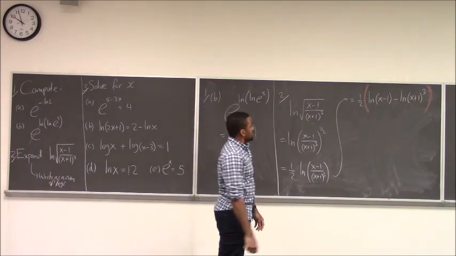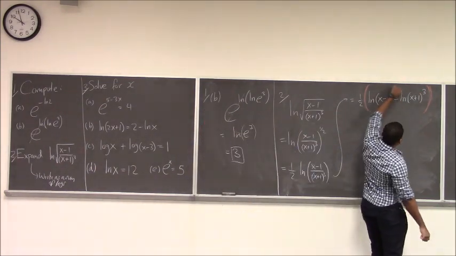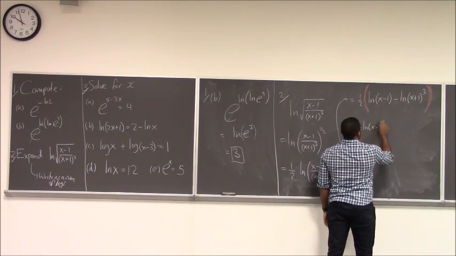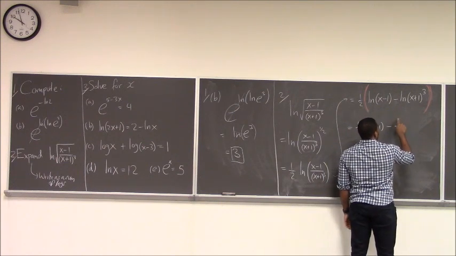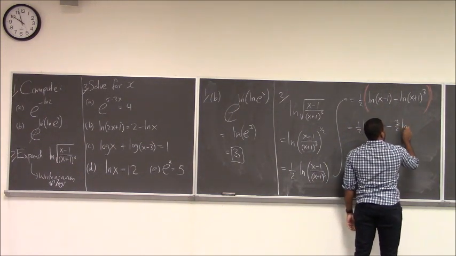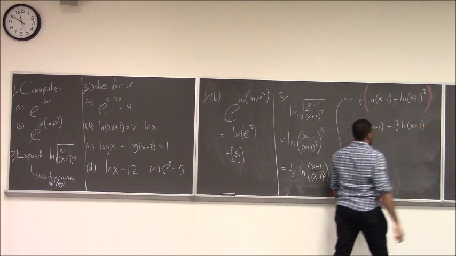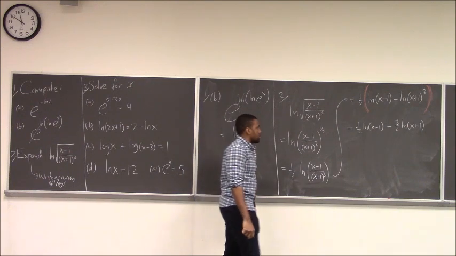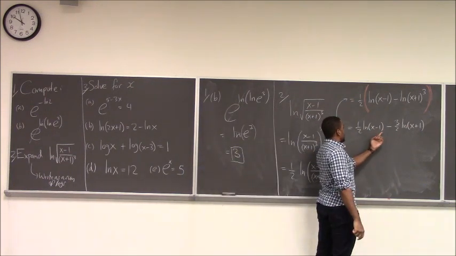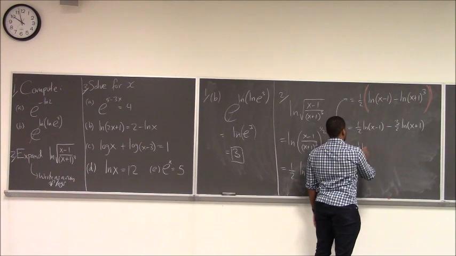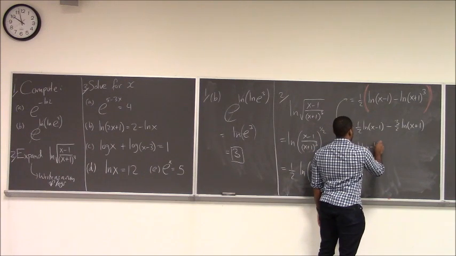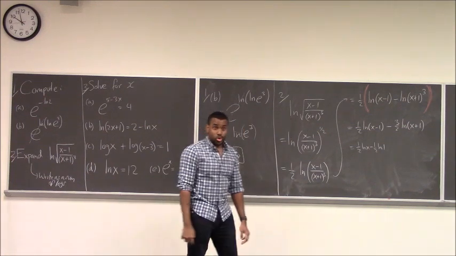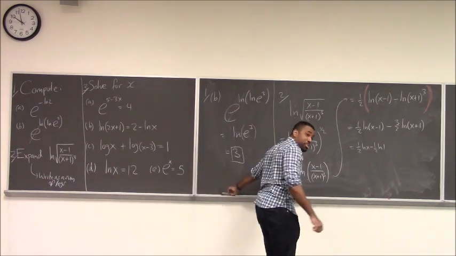Yeah. Bring the power of 3. Right, this 3 now can come down. So ultimately, we can have 1/2 ln of x minus 1, minus 3/2 ln of x plus 1. Right. Oh, but this is ln of a subtraction, right? So we can also distribute the ln. Right? No. You cannot do that. What I just did was illegal.